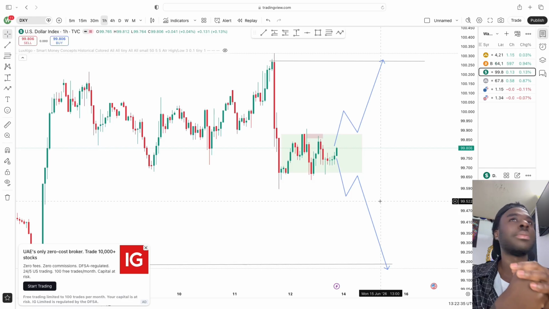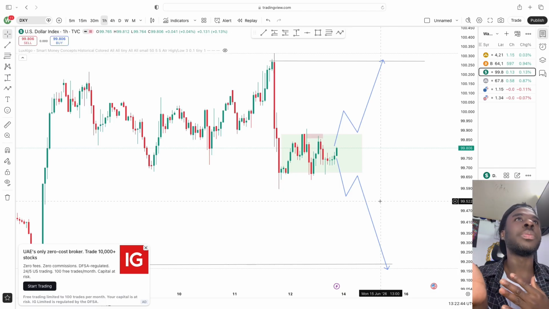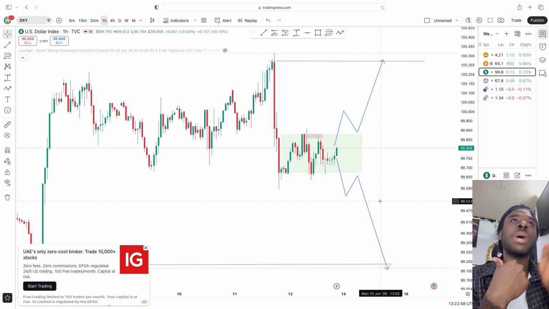This is basically simple. You start from the monthly time frame. You mark your monthly high and your monthly low. You go to the weekly time frame. When you scale lower to the weekly time frame, at least you will have an idea of the direction of the market. You mark your weekly high and your weekly low. You go to the daily time frame. On the daily time frame, you are going to see the direction of the market.